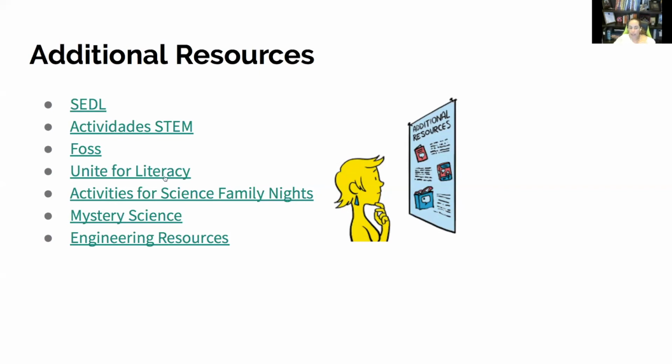I've talked about Unite for Literacy before, but I'm mentioning it again because they have a section that is just in Spanish, and they have other languages as well. Books related to science on different topics and different reading levels for students, and they're digital. Actividades STEM is another site with different STEM activities in Spanish. Another website, SEDL, is a great website you can check out.